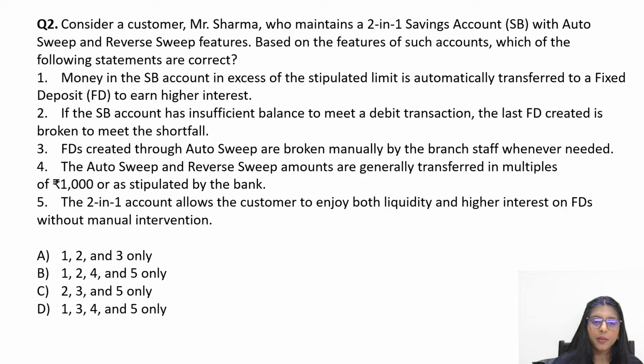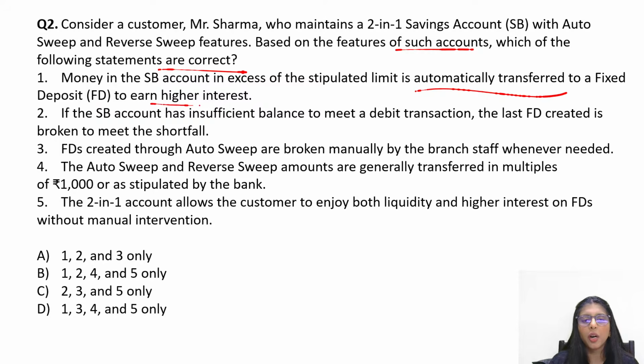Consider a customer, Mr. Sharma, who maintains a 2-in-1 savings account with auto sweep and reverse sweep feature. Based on the features of such an account, which of the following statements are correct? Money in the savings bank account in excess of the specified limit is automatically transferred to a fixed deposit to earn higher interest. Yes, correct. If the savings bank account has insufficient balance to meet a debit transaction, the last FD created is broken to meet the shortfall. Yes, correct.